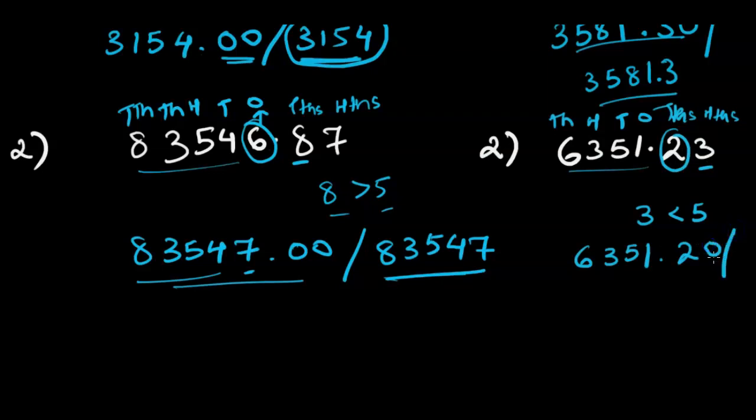We can put the 0 because this 0 is in the decimal part, therefore we can either put the 0 or we can just write the number as 6351.2 as is. And this is how we round decimal numbers to the nearest tenth.